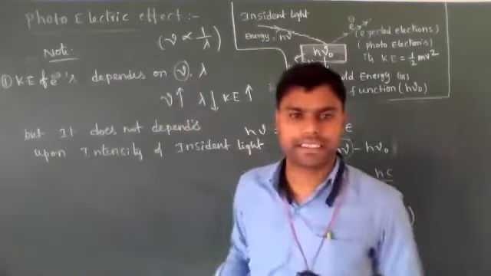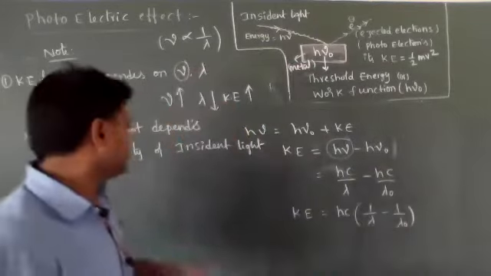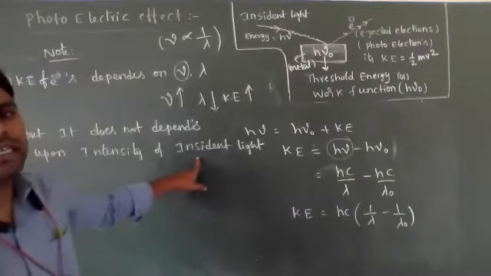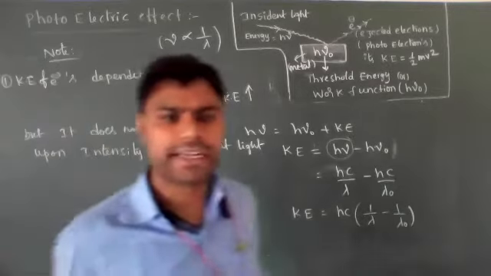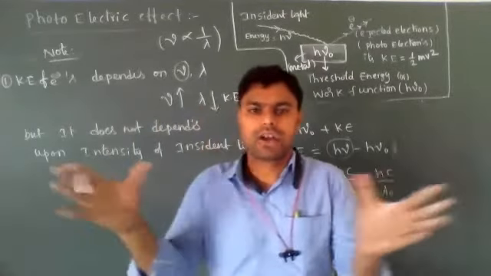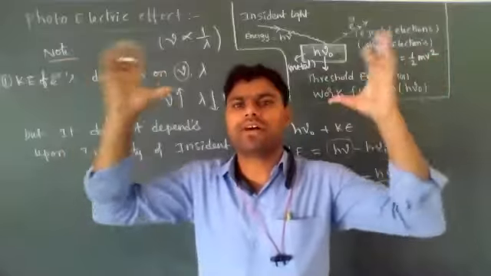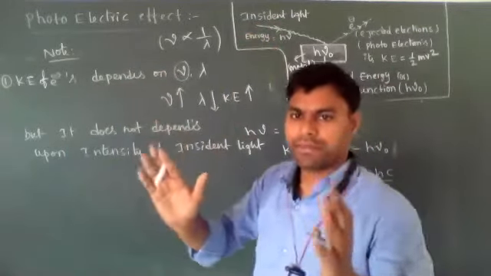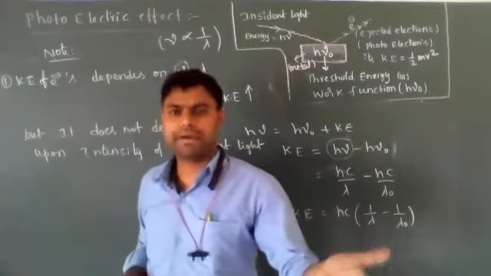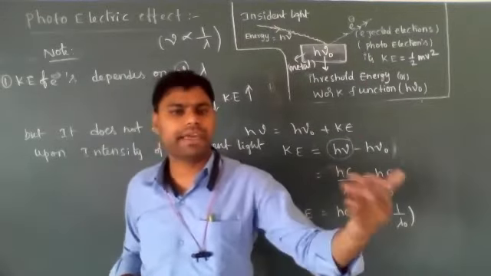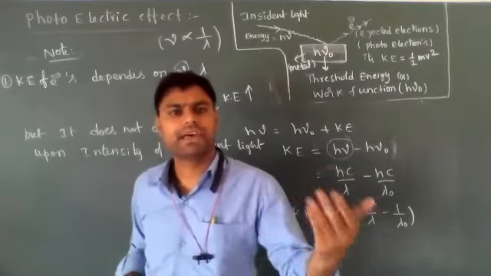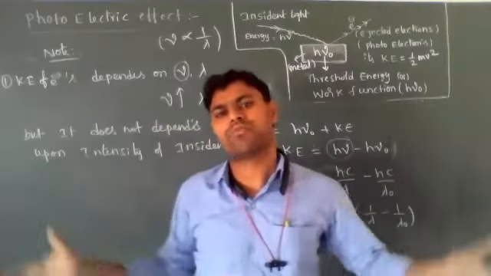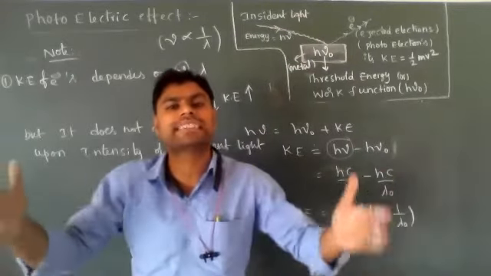Kinetic energy does not depend on the intensity of incident light. What is the meaning of intensity? Intensity means crowdedness. For example, in a classroom, 10 members are present, or maybe 20, or maybe 50 members. When compared to 10, 20 members, 50 members means more crowd is there. That is called intensity.